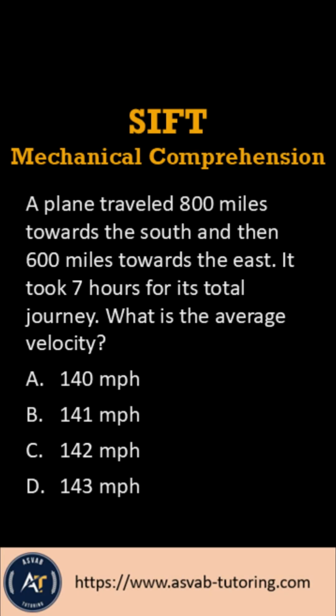A plane traveled 800 miles towards the south and then 600 miles towards the east. It took 7 hours for its total journey. What is the average velocity? A. 140 miles per hour. B. 141 miles per hour. C. 142 miles per hour. D. 143 miles per hour. The correct answer is D.